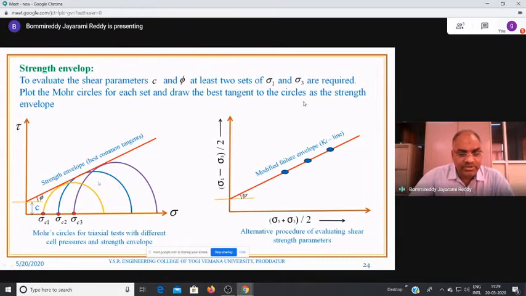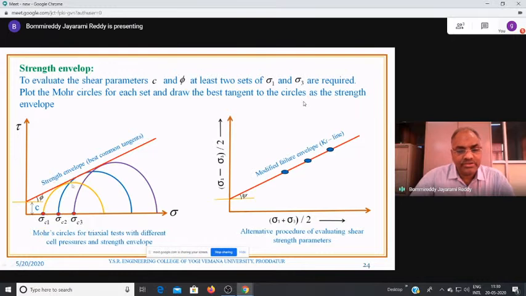Once the circles are drawn, draw a line which touches all the semicircles. That means this line must be tangent to all the circles, and that is called the failure plane. This failure plane must be tangent to all the Mohr circles. And this red line is called the failure plane. This failure plane intercepts the y-axis at a height of cohesion c and makes an angle of phi with respect to the horizontal.